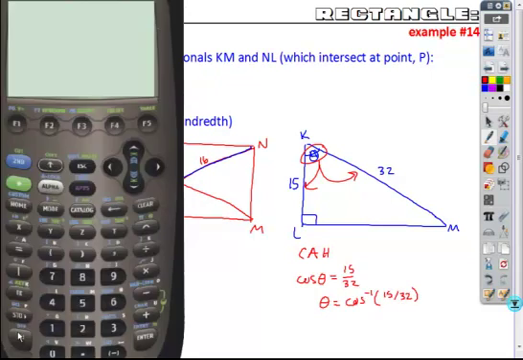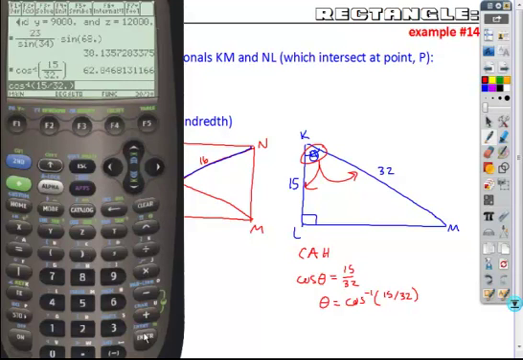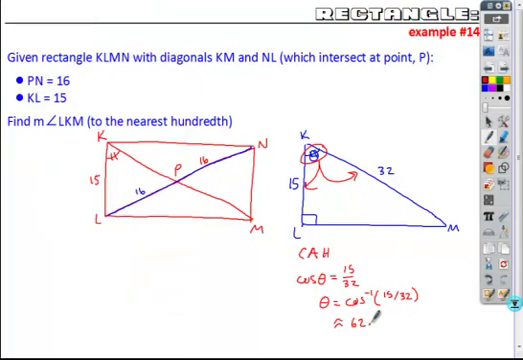And I can go ahead and calculate that. Inverse cosine of my ratio, 15 over 32. I'll put a decimal in here so my answer is displayed as a decimal. And when I do, I get my answer of 62.05 approximately. The unit is degrees. And so this gives me the calculation that I'm looking for.